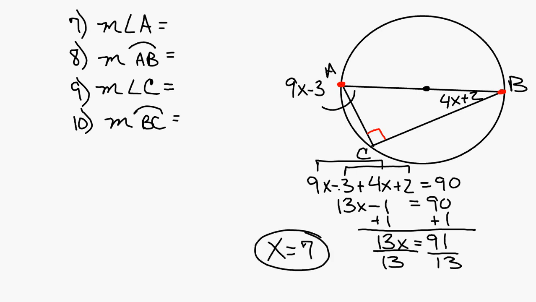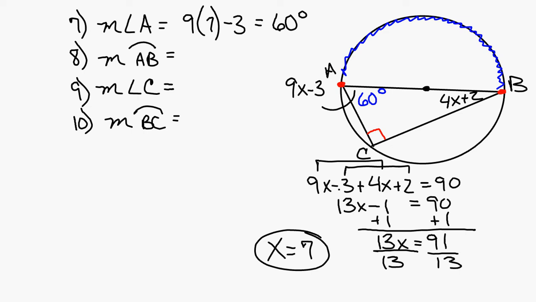The measure of angle A, 9 times 7 minus 3. And what's 9 times 7? Minus 3? 60. Good. All right, so angle A is 60 degrees. The measure of arc AB, that's right here, A to B. That's a semicircle, isn't it? Yep, that's 180.